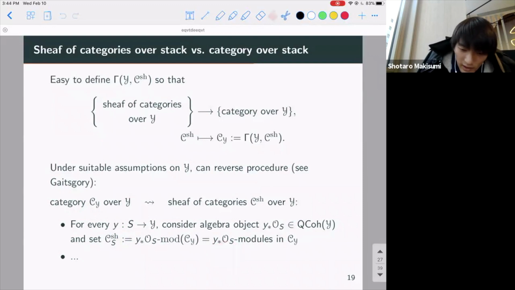So I take a certain algebra object. It's a pushforward of the structure sheaf of S down to Y. This can be considered as an algebra object in the monoidal category of quasi-coherent sheaves on Y. And then I set this category to just be modules over that. Okay, then there's more definitions, and you have to check that, under the suitable assumptions I didn't mention, this actually forms a sheaf.